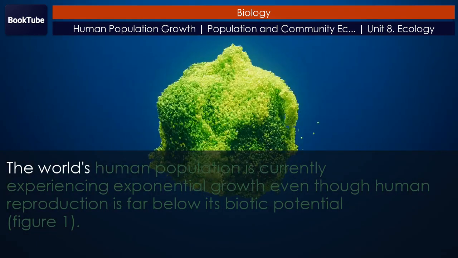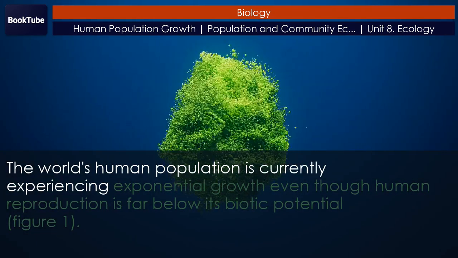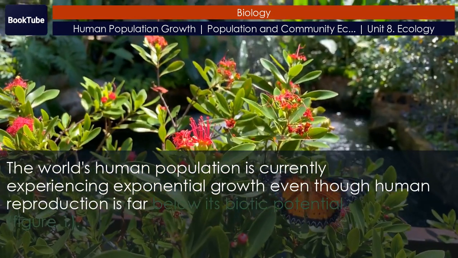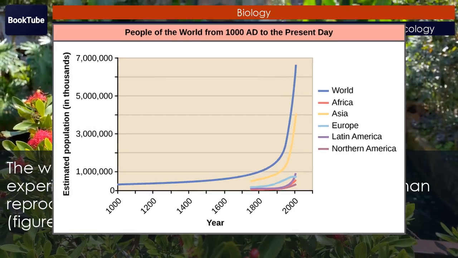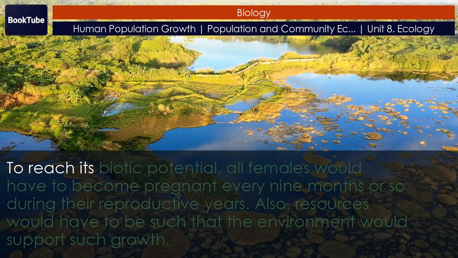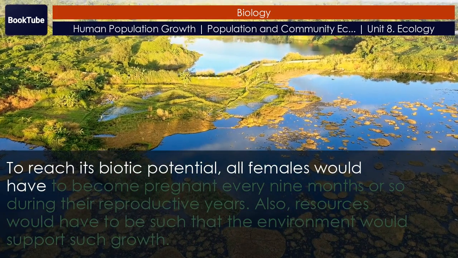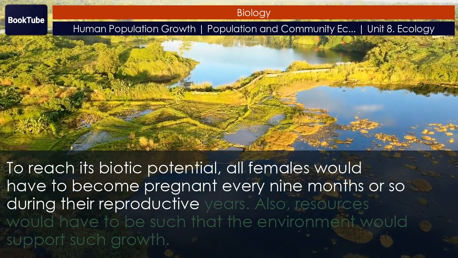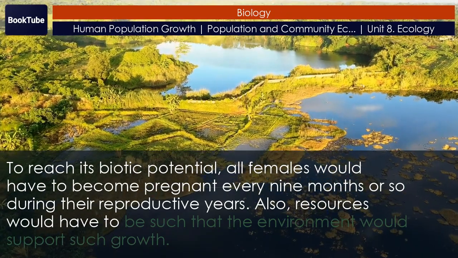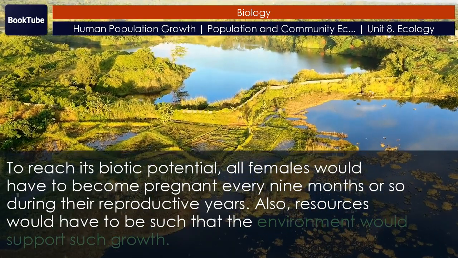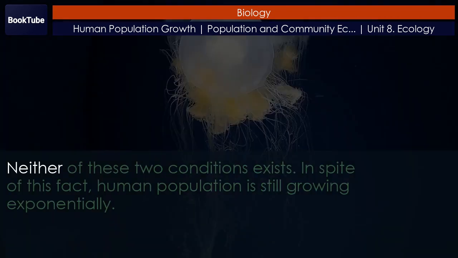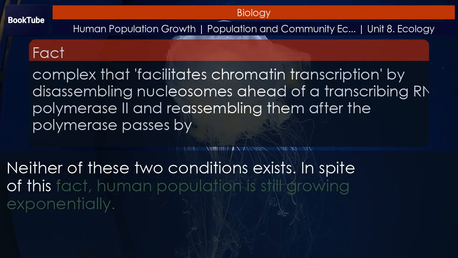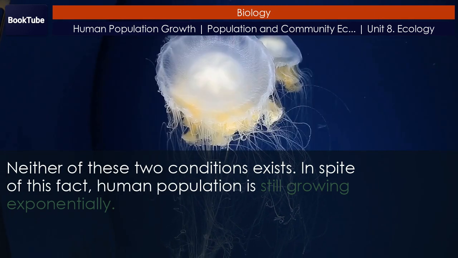The world's human population is currently experiencing exponential growth even though human reproduction is far below its biotic potential. Figure 1. To reach its biotic potential, all females would have to become pregnant every 9 months or so during their reproductive years. Also, resources would have to be such that the environment would support such growth. Neither of these two conditions exists. In spite of this fact, human population is still growing exponentially.